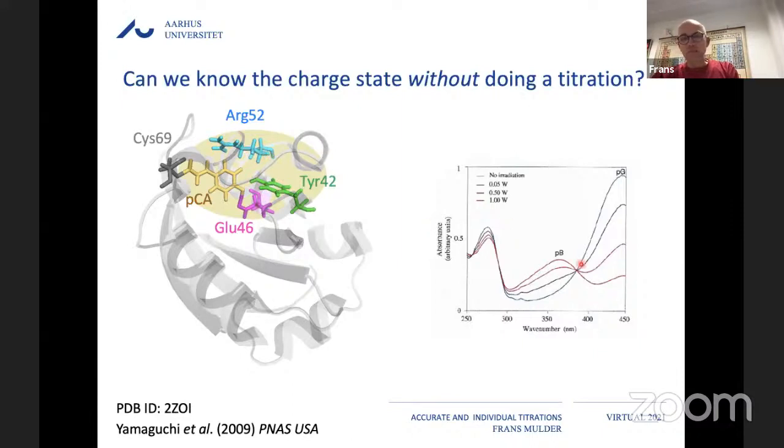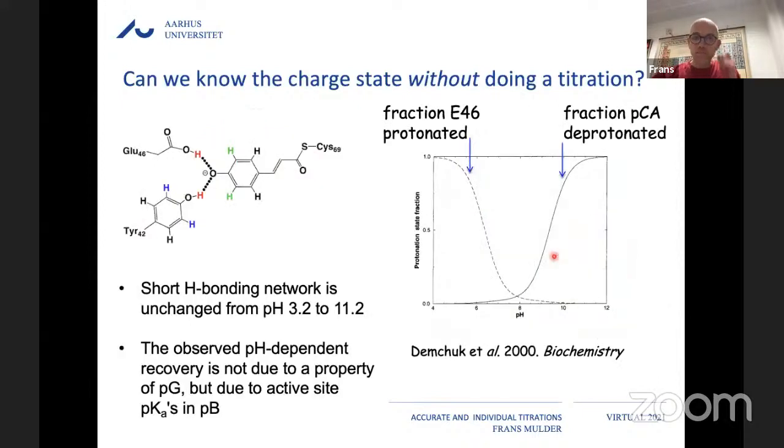And here are the UV absorption spectra that you get if you illuminate the protein, where the PG state is being reduced and the PB state is being increased, if you do these experiments in an NMR tube, which we did already in the 90s.